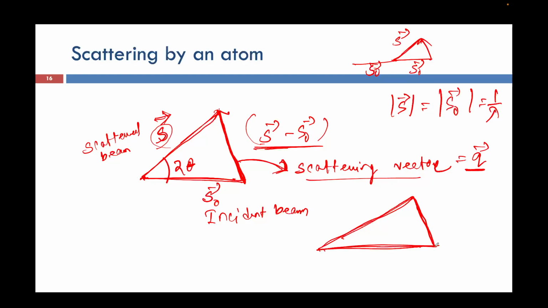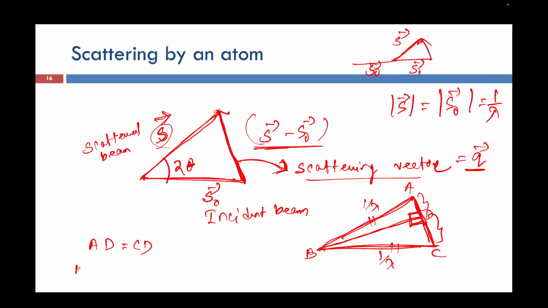Okay, this is my 1 by lambda, this is also my 1 by lambda. And how to calculate this thing? I have to draw a perpendicular. If I am drawing a perpendicular and these two sides are equal, then I am writing A, B, C, D. Now if I draw a perpendicular to D from B, then AD is equal to CD, right?